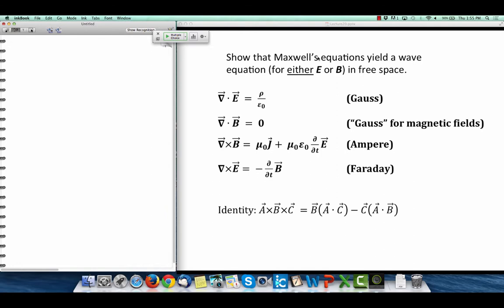I think what I did before was for an electric field, so let's do one for the magnetic field. If I want a wave equation for the magnetic field, then I'm going to try to end up with nothing but B in the equation. So I'm going to need to get rid of E somehow, get rid of all the electric field parts and only have the magnetic field left. The way to start on either of these is to look at Ampere's law and Faraday's law, because they have both B and E in them.